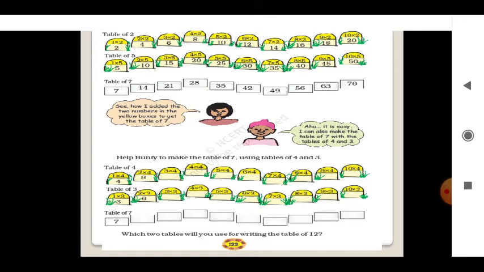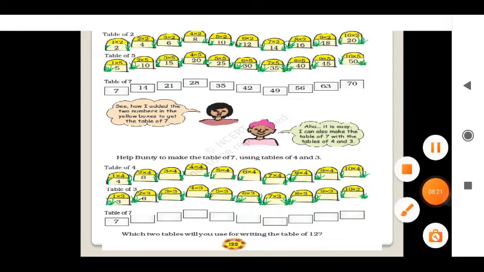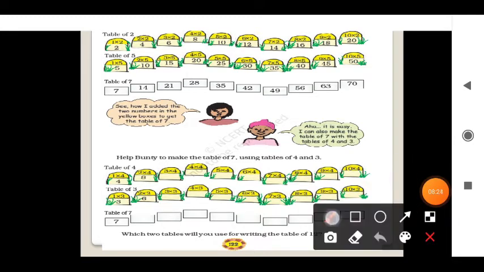It is easy. I can also make the table of 7 with the table of 4 and 3. What she is telling, see, it is very easy. I can write the table of 7 in another way too. With the help of 4 and 3, he can write the table of 7. Help Bunty make the table of 7 using the tables of 4 and 3. See this, you write it in your textbook only, children.